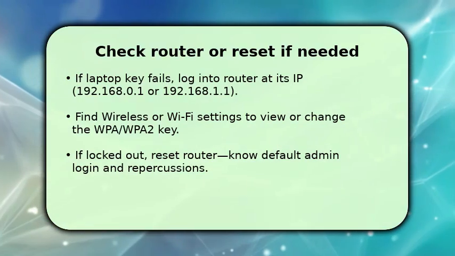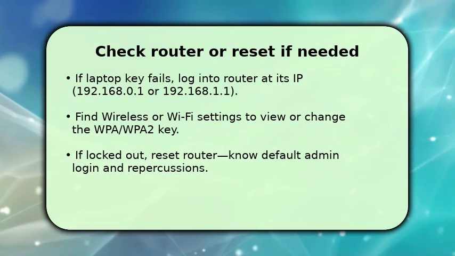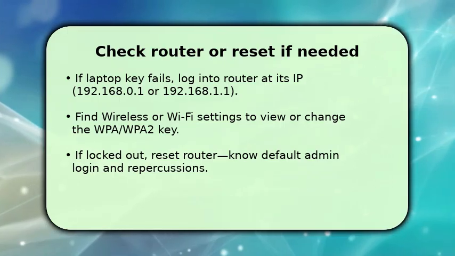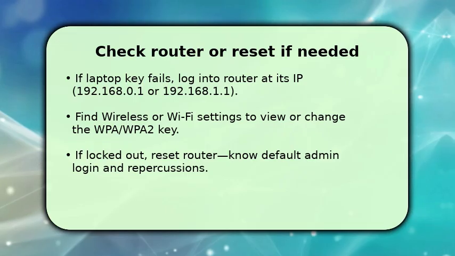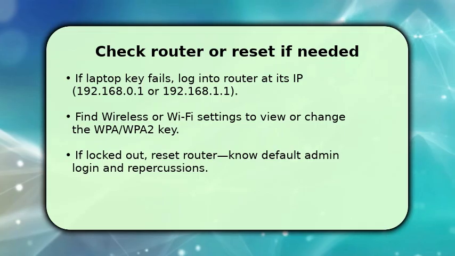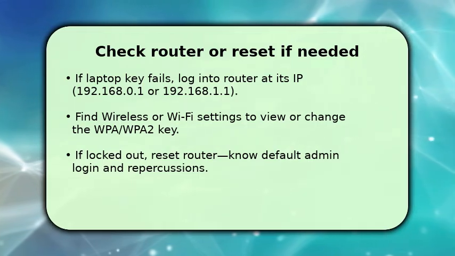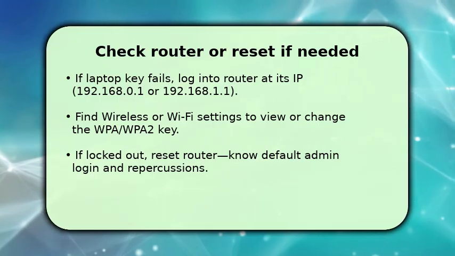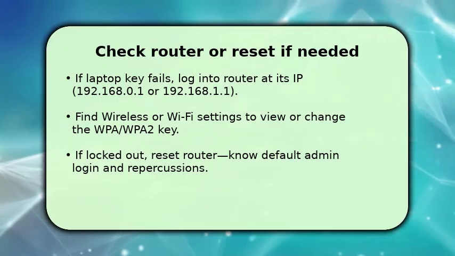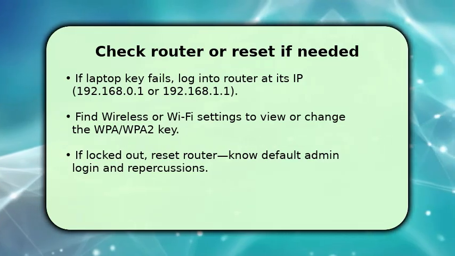If the laptop saved key doesn't work, you should access the router directly. Open a browser, go to the router IP, commonly 192.168.0.1 or 192.168.1.1, log in with admin credentials, and view the wireless security section to read or change the WPA/WPA2 passphrase. Make sure to save changes and reconnect devices.